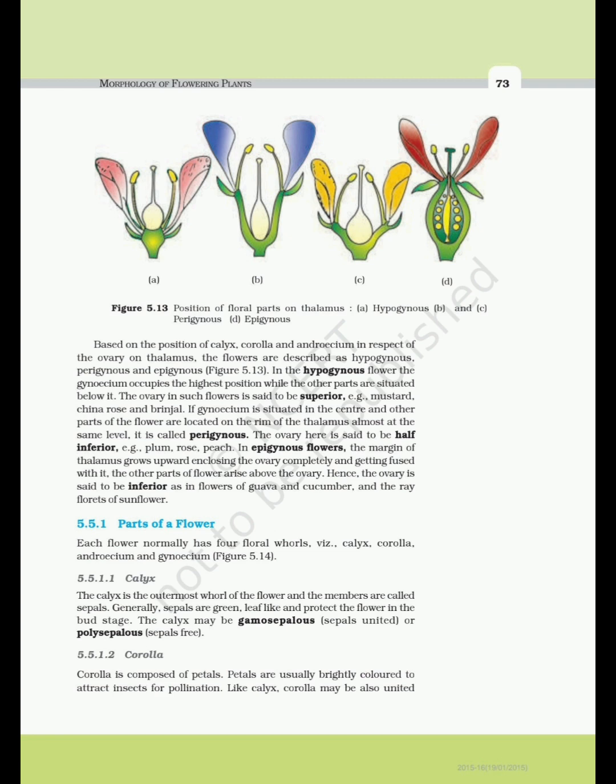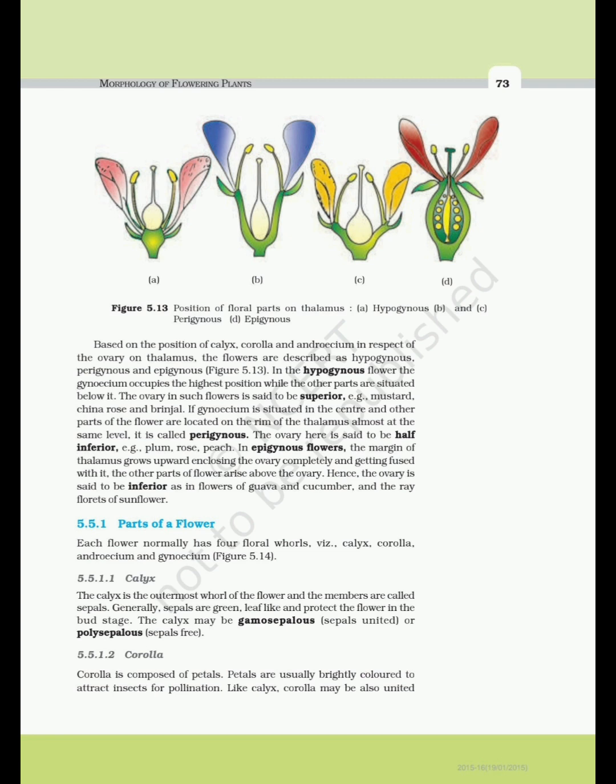Figure 5.13. In the hypogynous flower, the gynoecium occupies the highest position while the other parts are situated below it. The ovary in such flowers is said to be superior, e.g., mustard, China rose and brinjal. If the gynoecium is situated in the center and other parts of the flower are located on the rim of the thalamus almost at the same level, it is called perigynous. The ovary here is said to be half inferior, e.g., plum, rose, peach.